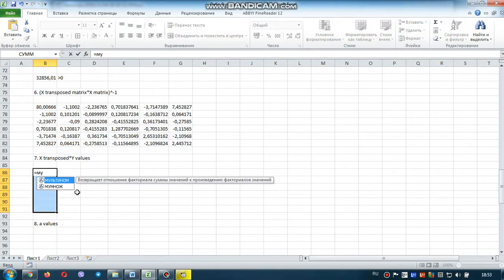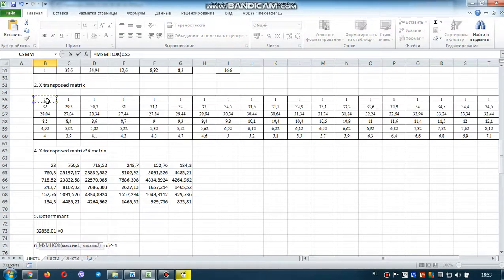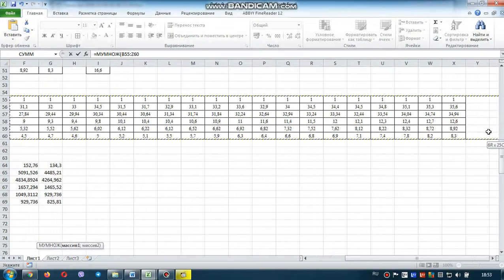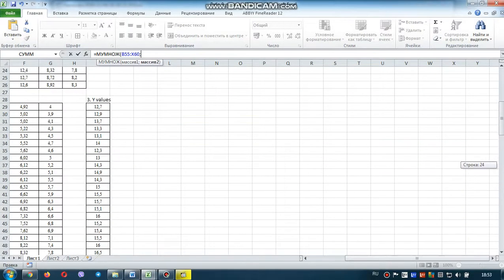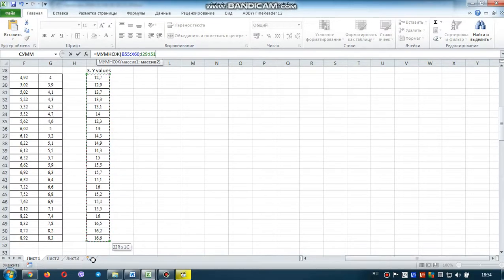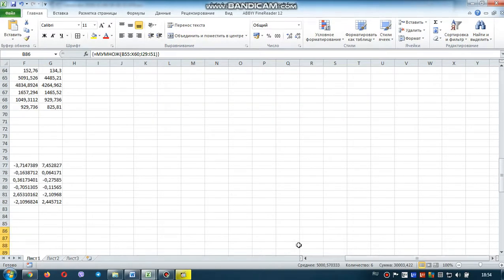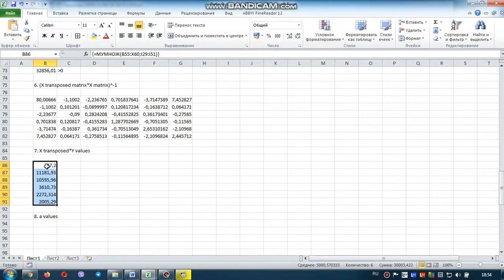Умножь, X transposed, semicolon, and Y. F2, Ctrl Shift Enter simultaneously. And we have already obtained the product of X transposed matrix and Y matrix.